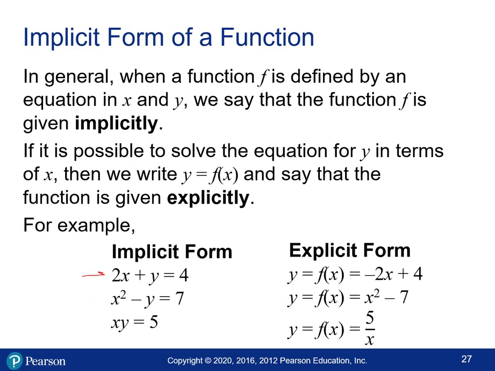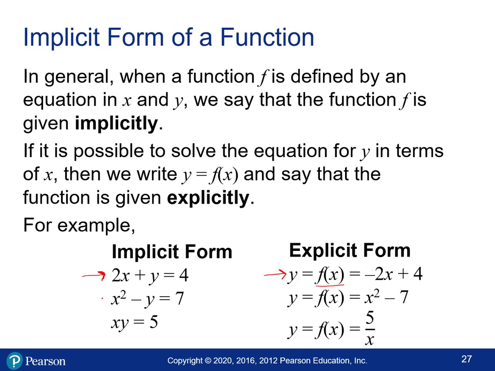And so here's some examples. This right here is implicit form. Notice x and y are kind of mixed together, and then this equals 4. But then the same function explicitly written is if we solve this same equation for y. So if you subtract 2x from both sides, you have y equals negative 2x plus 4, or in function notation, f of x equals negative 2x plus 4. And so same thing for all 3 of these examples.